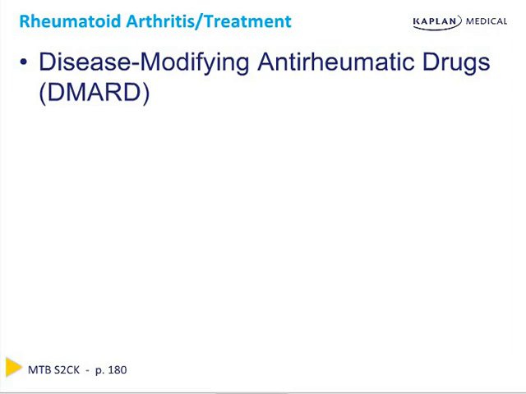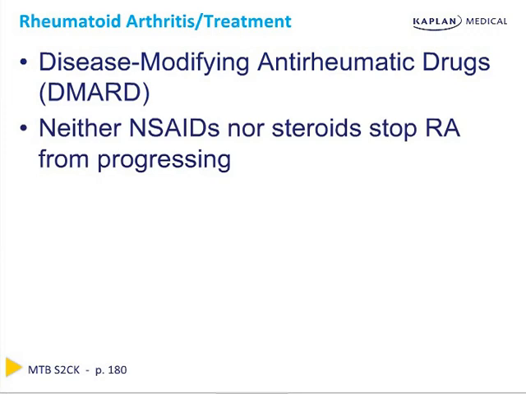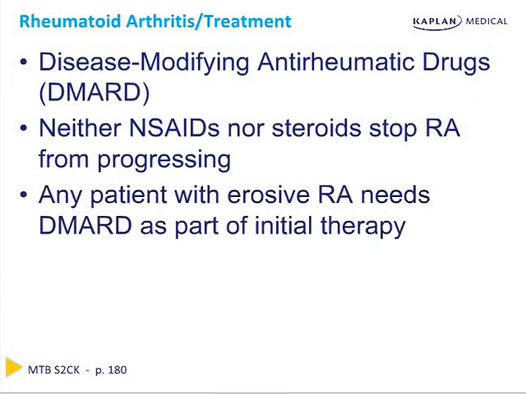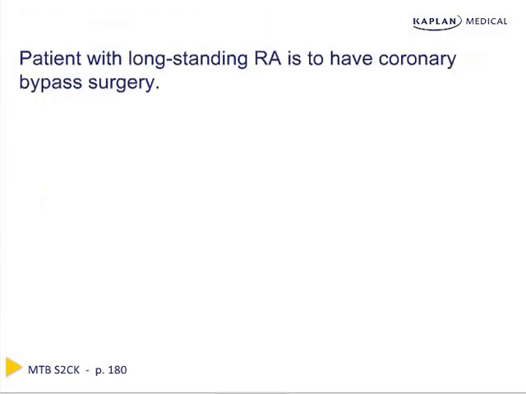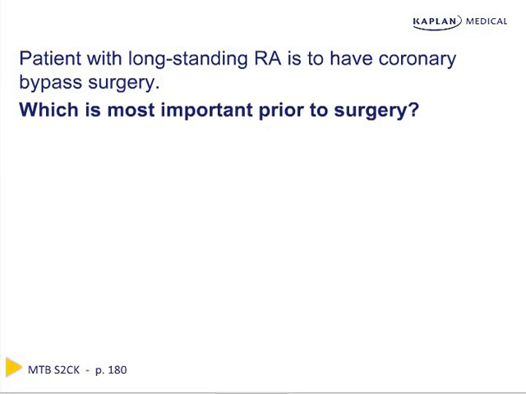Now, I just mentioned DMARDs, or disease-modifying anti-rheumatic drugs. How do you know when to use them? Well, if neither NSAIDs or steroids are working to stop rheumatoid arthritis from progressing, you're going to need one. Also, any patient with erosive rheumatoid arthritis needs a DMARD as part of their initial therapy, not a few years down the line. A patient with long-standing rheumatoid arthritis is to have coronary bypass surgery, which is the most important step prior to surgery.